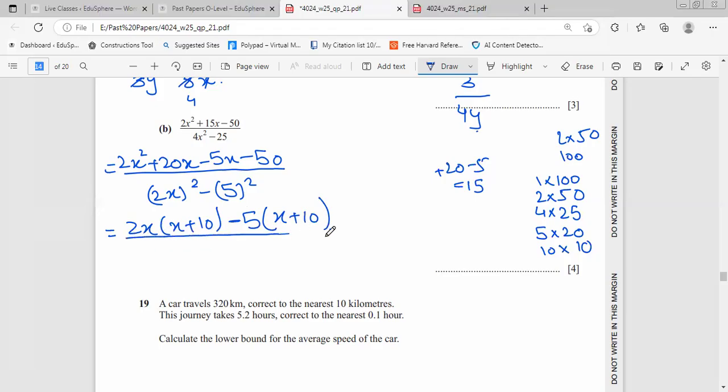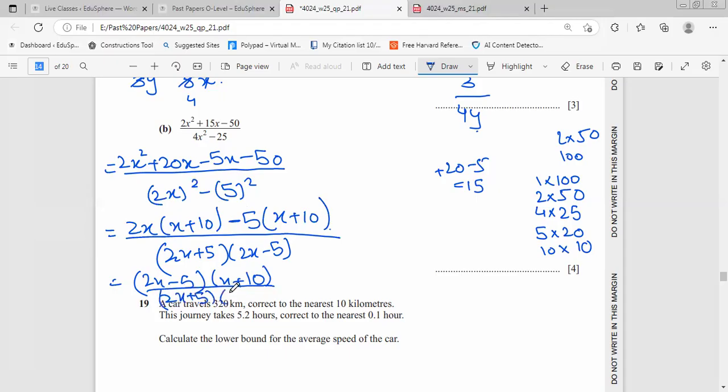Over here, it's a square minus b square, which equals a plus b into a minus b. It's a square of 2x and a square of 5. So it's 2x plus 5, 2x minus 5. So this is going to be 2x minus 5 times x plus 10 over 2x plus 5, 2x minus 5. When I simplified it, I get x plus 10 over 2x plus 5.